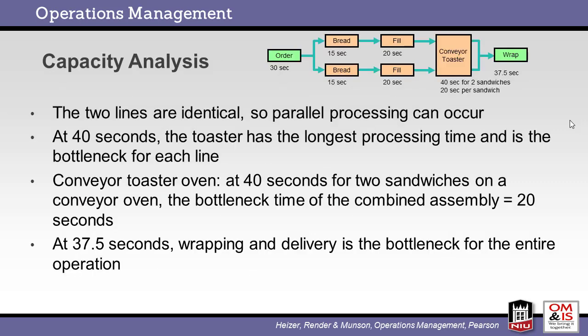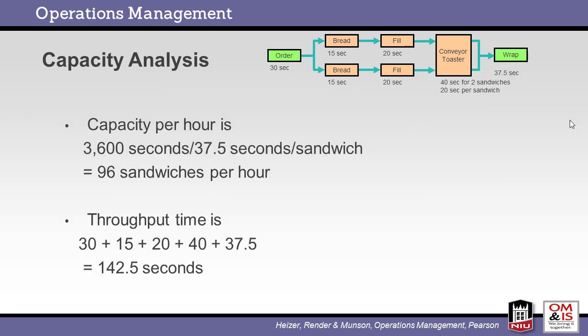The bottleneck is the toaster. By replacing the current manual toasters with a conveyor toaster, we reduce the toasting process to 20 seconds. The bottleneck is now the wrapping station. Wrapping would offer our next best opportunity for throughput improvement. Analyzing the capacity, we see that with a new conveyor toaster, we can produce 96 sandwiches per hour with a throughput time of 142.5 seconds.